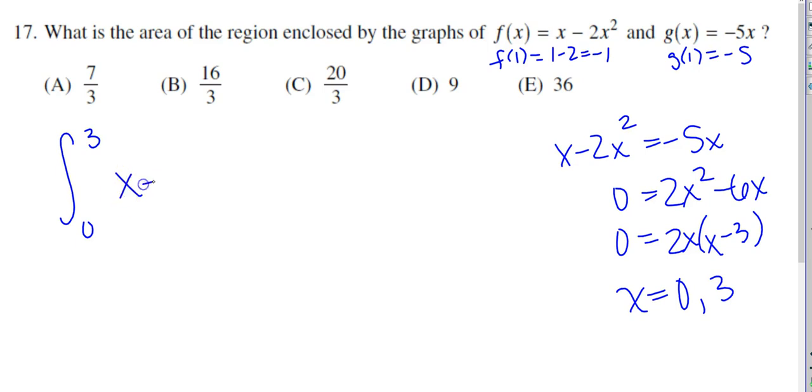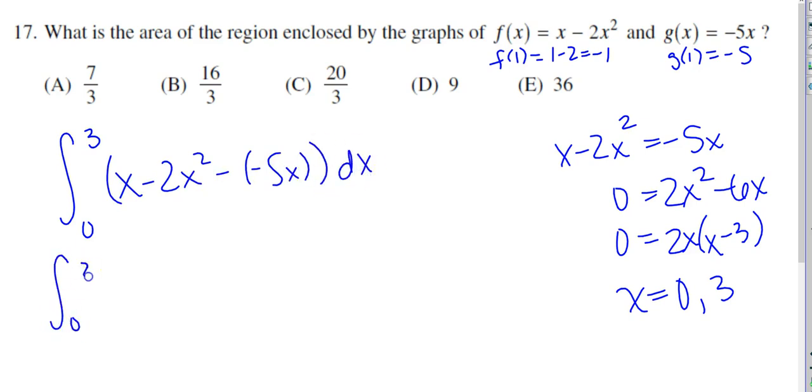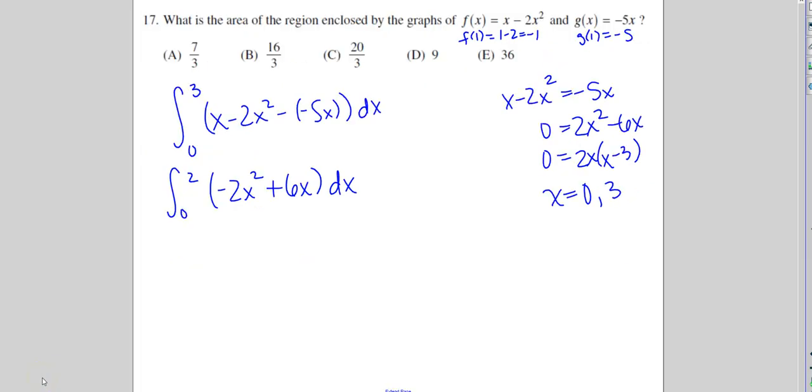So I've got top minus bottom dx. Let's clean it up. So that's negative 2x squared. Then I've got x minus negative 5x, so that'll be plus 6x dx. I'm sorry, I don't know why I put a 2 here. That should be a 3.